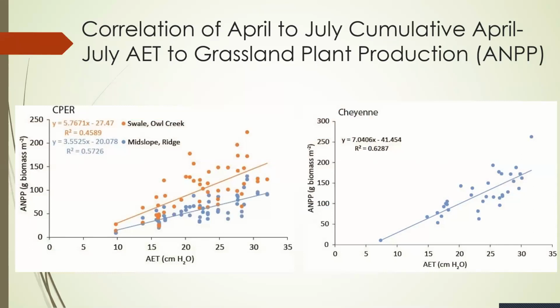This next slide basically shows you model versus data for 2 sites, the Shortgrass Steppe site and the Cheyenne, Wyoming site. You can see the good correlation of plant production to cumulative AET. On the Shortgrass Steppe site, on the left, we have a low fertility and a high fertility site. The Owl Creek swale sites have high fertility, more production, and then the ridge and mid-slope sites have lower.